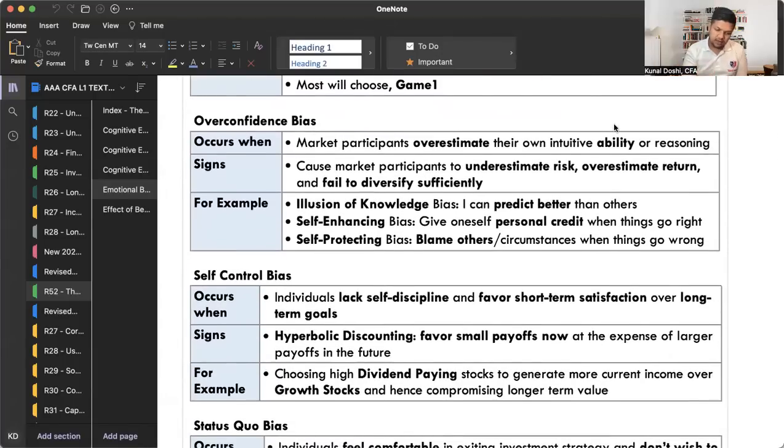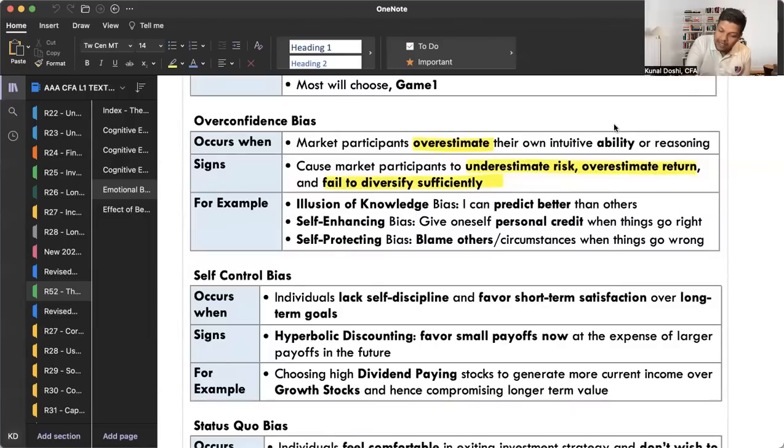Overconfidence bias, do I need to say that? It occurs when market participants overestimate their own ability. I already knew it. Unfortunately, those who pass say, yeah, I was anyway going to pass. But the reality is that, of course, your hard work is there, but there is overconfidence at times. And most people do it after they pass. But while they're going for the exam or after the exam, they're like, oh, I'm not sure. So overconfidence bias is overestimating your own ability. It causes market participants to underestimate risk, overestimate return, and definitely fail to diversify properly because you're overconfident. You hold on to positions.